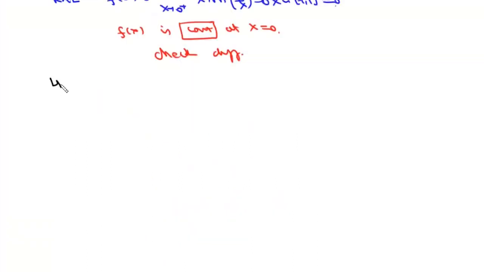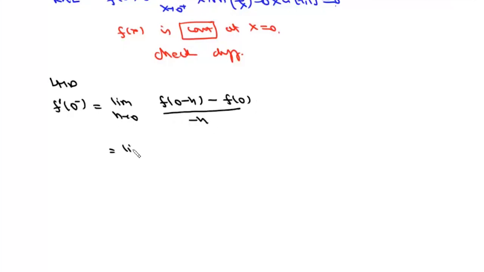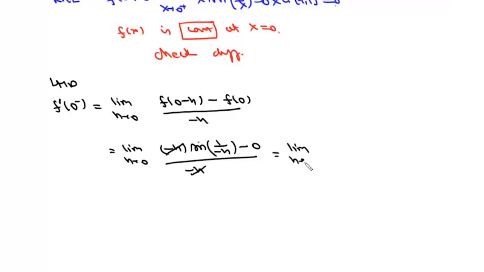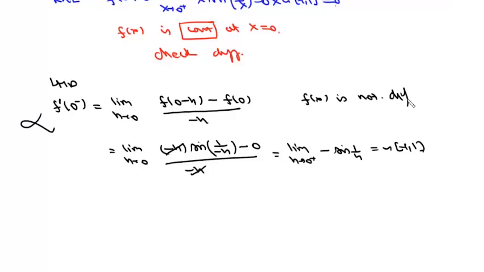So now we'll write its left hand derivative. Now left hand derivative will be f'(0-), which is this limit h tends to 0 of f(0 minus h) minus f(0) upon minus h. Now this is limit h tends to 0 of minus h sine 1 upon minus h minus f(0), which is 0, upon minus h. Now this minus h will cancel. So this is limit h tends to 0 positive of minus sine 1 by h, and which is an oscillating value between minus 1 and plus 1. So this limit does not exist. That means this function f(x) is not differentiable at x equal to 0. So it is continuous at x equal to 0, but it is not differentiable at x equals 0.